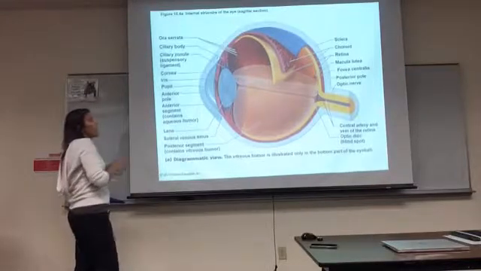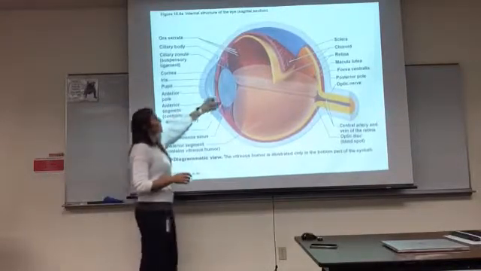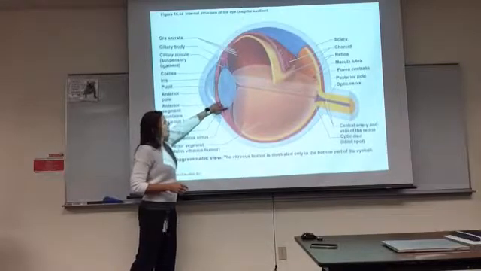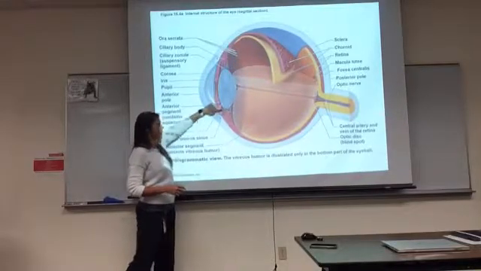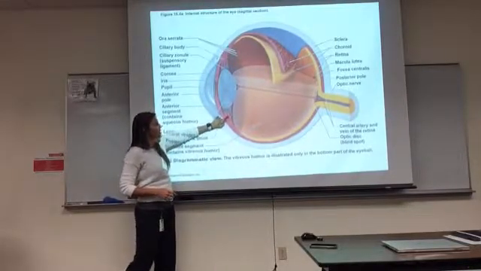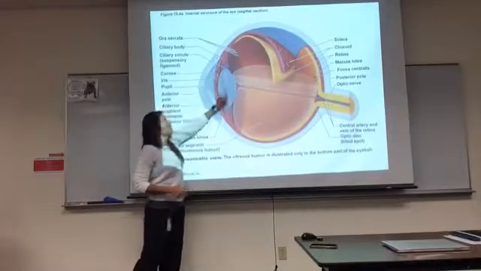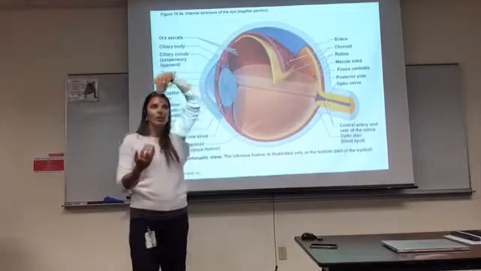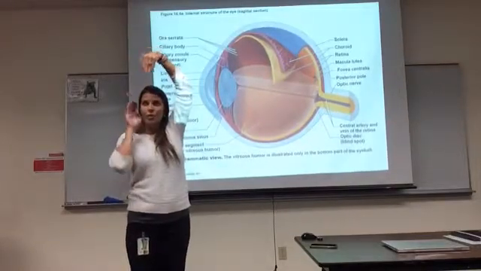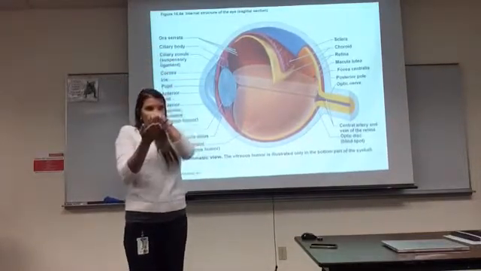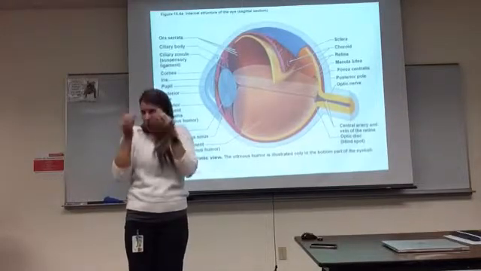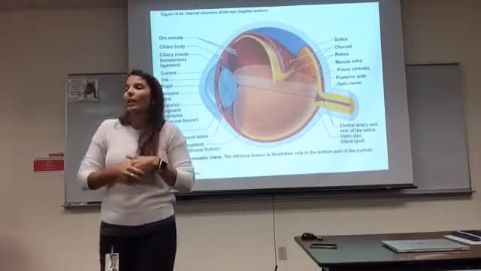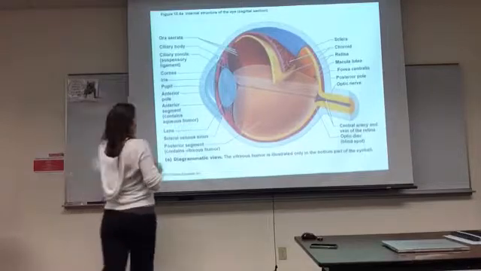Right here, this lens, this marble structure, has what we call suspensory ligaments. These suspensory ligaments are attached to these ciliary bodies, and whenever this changes shape, it determines what you see. So if it stretches out, it allows you to see far, and if it condenses up and kind of chunks up, it allows you to see something really close. And we'll talk about that in accommodation.